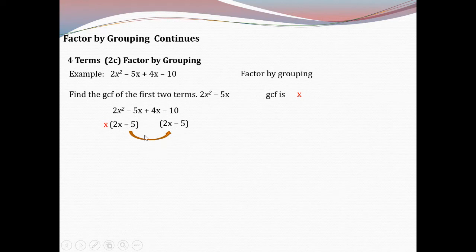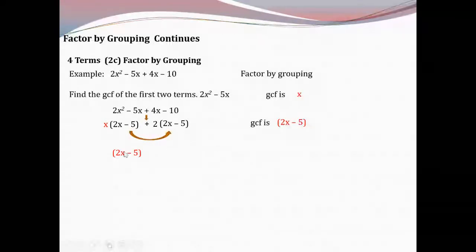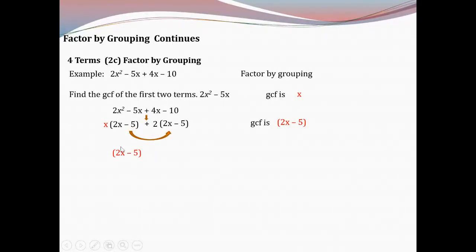So what I do now, the sign comes down. Now I'm going to ask myself, what number times 2 will give me 4? The answer is 2. Right? And we can always check our work. 2 times 2x will give us 4x, and 2 times negative 5 will give us negative 10. Okay, now the GCF is going to be 2x minus 5. So if I factor out the 2x minus 5, what's left? X plus 2.